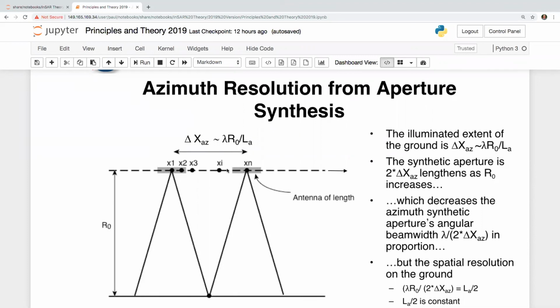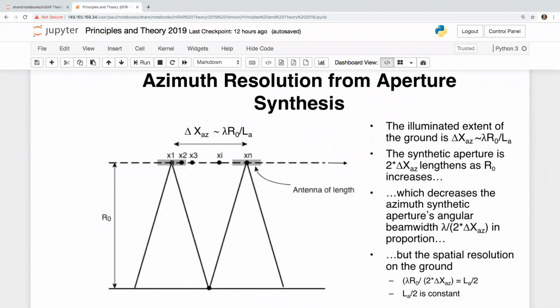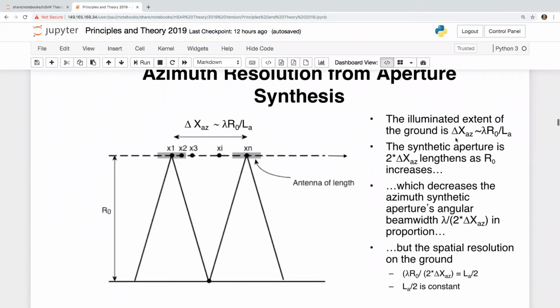So as we fly along, we see that point for some duration, which we're going to call the azimuth extent. Because we're transmitting and receiving from the same platform, there's a factor of 2 in this that means your synthetic aperture is effectively twice as long as the physical distance from this point to this point. You're getting that much more phase and frequency information. So the area on the ground that we saw before is lambda times the distance divided by the antenna length, and that synthetic aperture is twice that distance because of this two-way propagation.